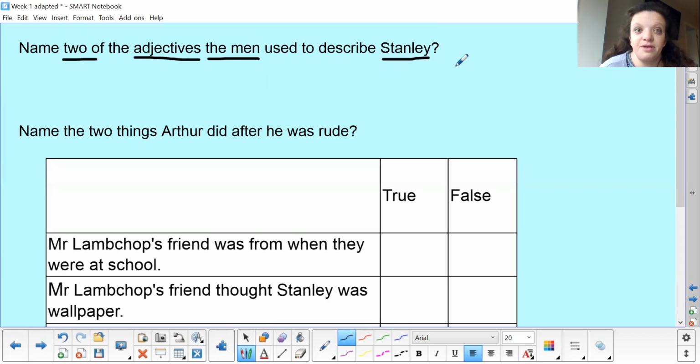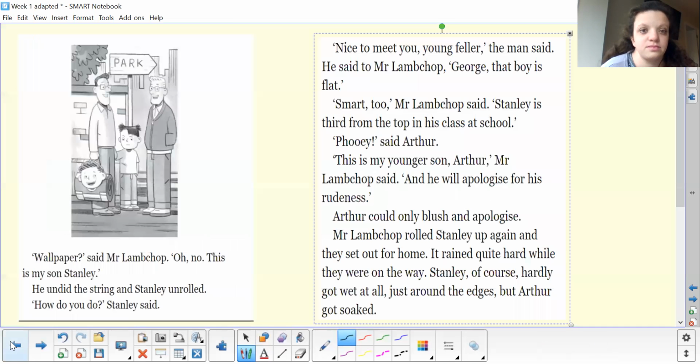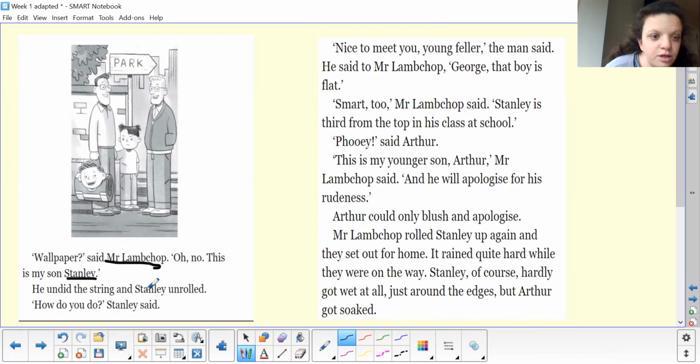So these are my key words that I'm going to be looking for in the text. So I'm going to go back, and it's going to be on these pages. So have a look and see what two adjectives did the men use to describe Stanley. Pause the screen and write it down. Okay, so I'm going to be looking for Mr. Lambchop, Stanley and his friend. Stanley, the man, Mr. Lambchop, Stanley, Mr. Lambchop. Okay, so I know it's going to be around here.